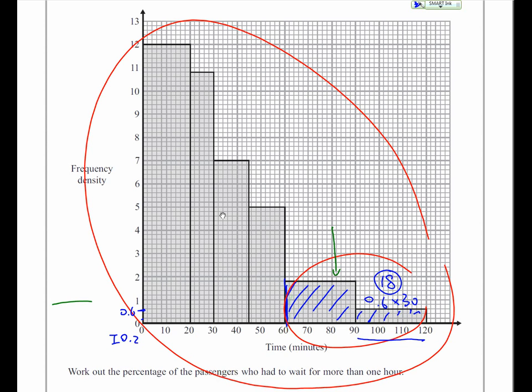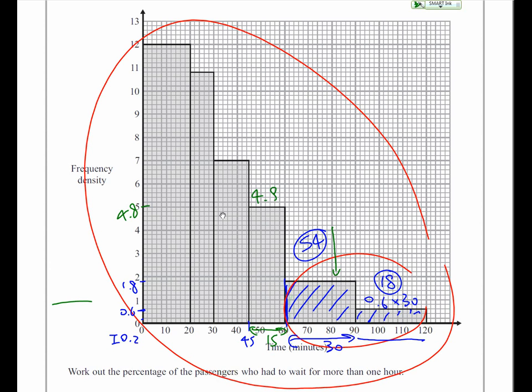The second one is going to be a width of 30 again, 60 to 90. This time it's 1.8 sort of frequency density. 1.8 times 30 is 54. The next one, halfway between 40, 50, 45 to 60 is 15 wide, and it goes up to 4.8.